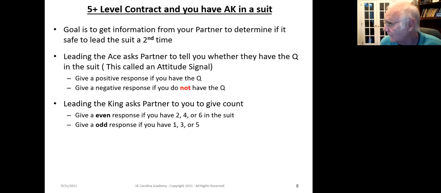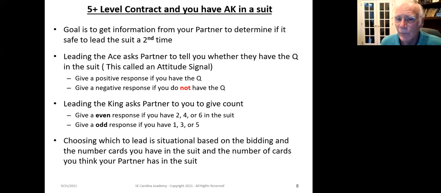That would say they've got 4. If partner's got 5, that would say they've got 2. So you can do the basic math using this lead signal to determine whether it's safe to lead that card or not. All right, and we'll run into this one again. I just wanted to point it out at this particular point in time.